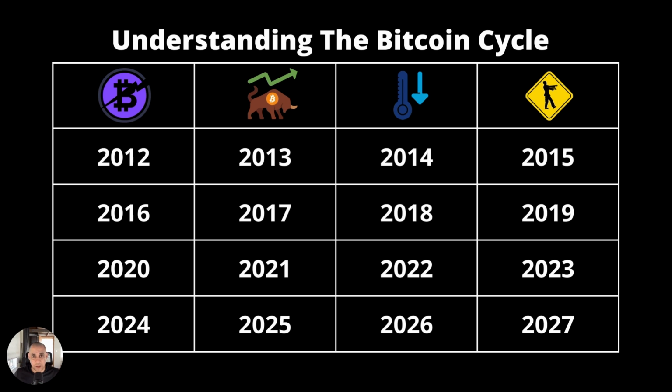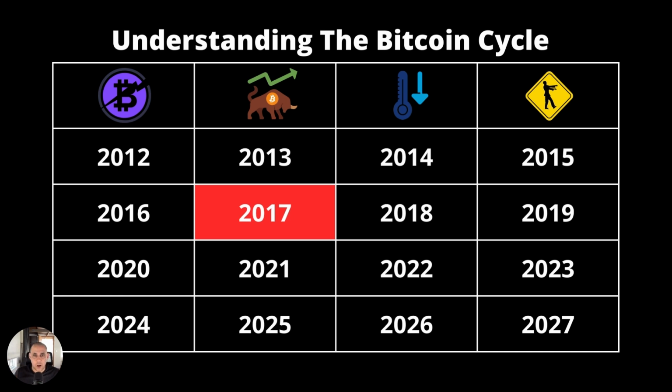Those are the years of the Bitcoin halving, followed by 2013, 2017, 2021, 2025. Those are the bull markets. The next years that follow the bull is the cooling down period, what I'm calling the cooling year. And then finally, there's the zombie year: 2015, 2019, 2023, and 2027. If you've been in Bitcoin or crypto for 2023, you know exactly what I'm talking about when I call it a zombie year.